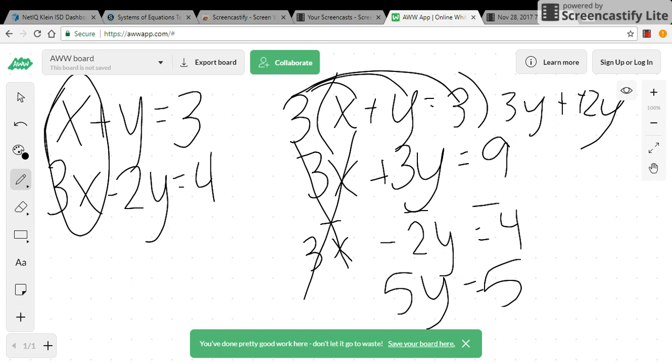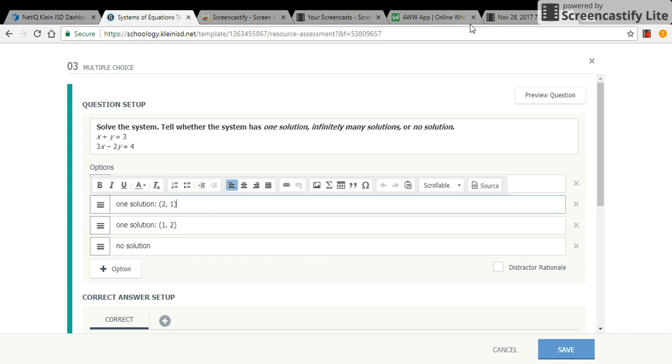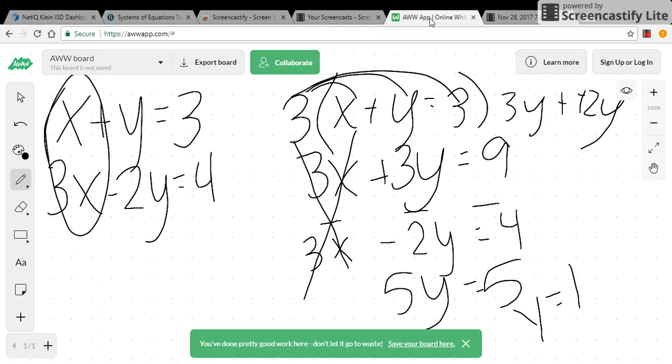Well, 5 times what equals 5? Y is 1. Yay! Now knowing y is 1, we can just go back to our problem and look. Y is 1. Our answer is B. Y is 1. We don't even have to keep going, okay? We don't even have to finish.